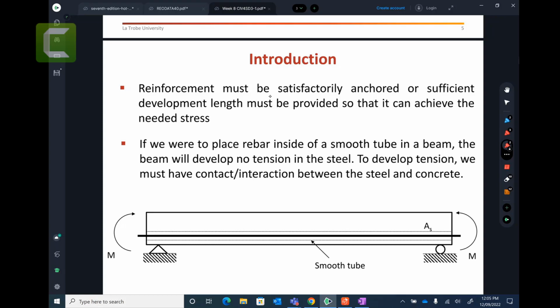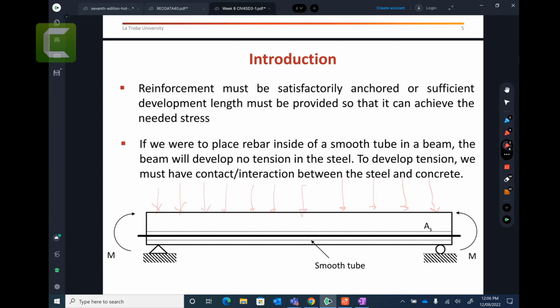Reinforcement must be satisfactorily anchored, or sufficiently developed, so that it can achieve the needed stress. So what happens when you have a reinforced concrete beam? Look at this beam, a typical beam. Now on that beam you are going to apply loads. Let's say you apply dead load, live load, and all these loads coming onto it. Do you follow me?